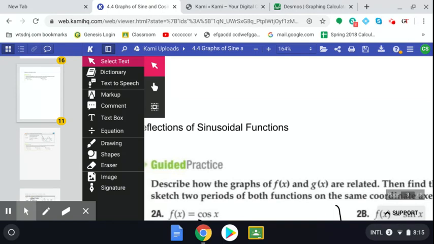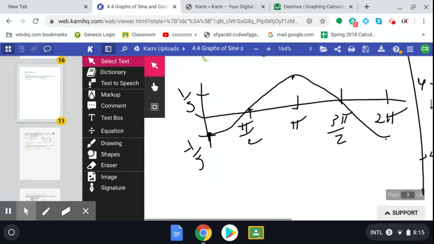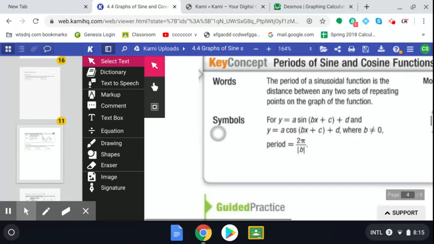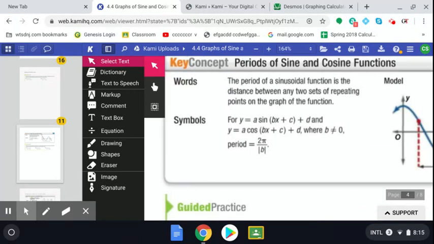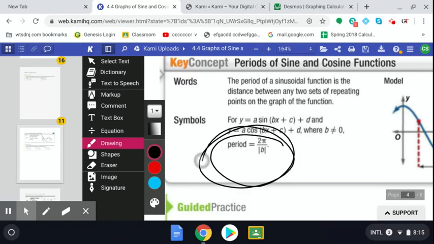Okay, well, let's just take a look at this. It says the period of a sinusoidal function is the distance between any two sets of repeating points on the graph of the function. So what we're talking about is the interval before the graph starts to repeat itself. So it says for y equals a sine of bx plus c plus d, and y equals a cosine of bx plus c plus d, where b is not 0, the period is going to be 2 pi over b. That's what you need to remember.